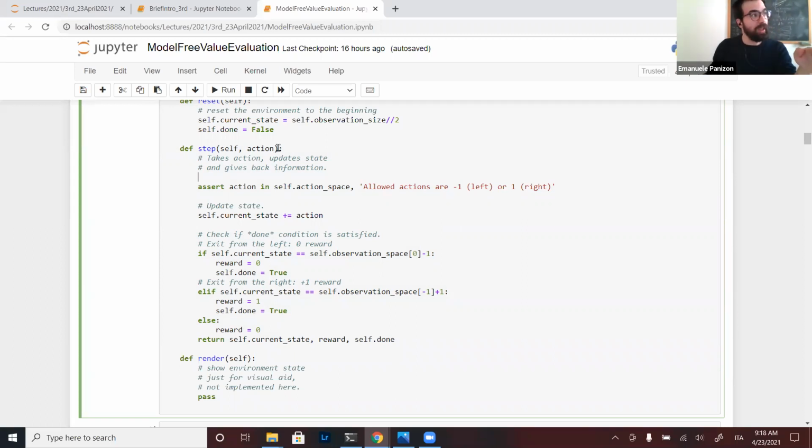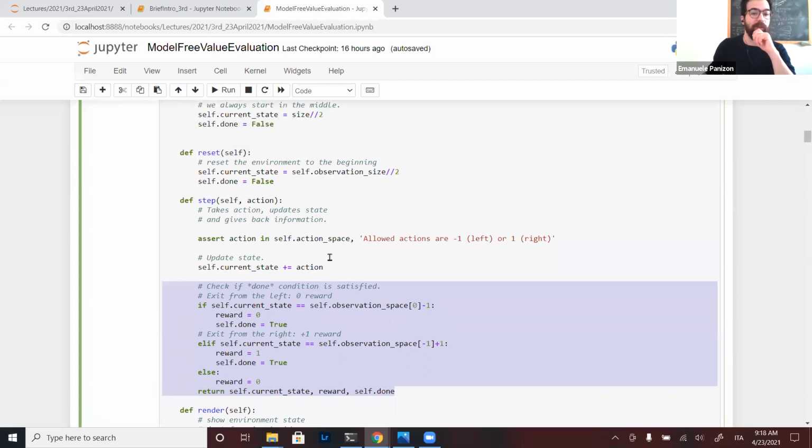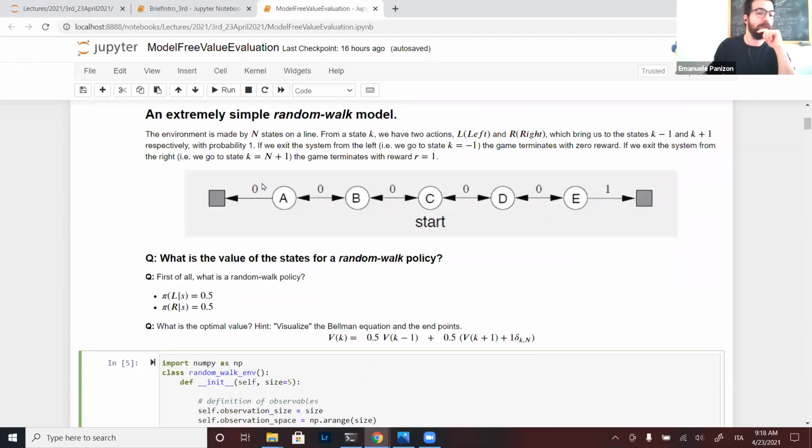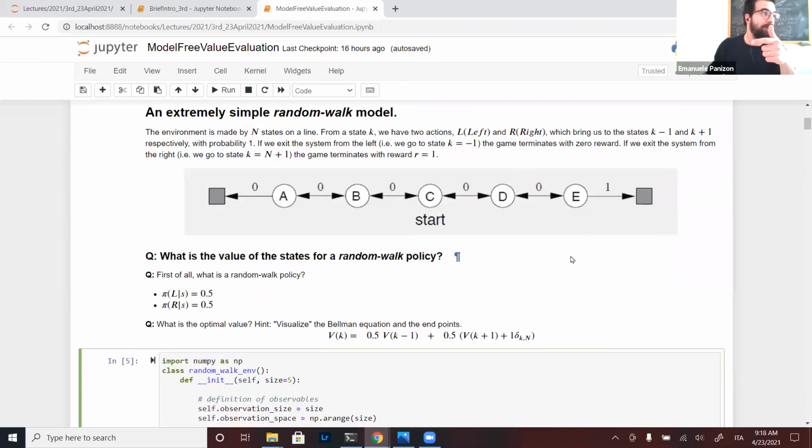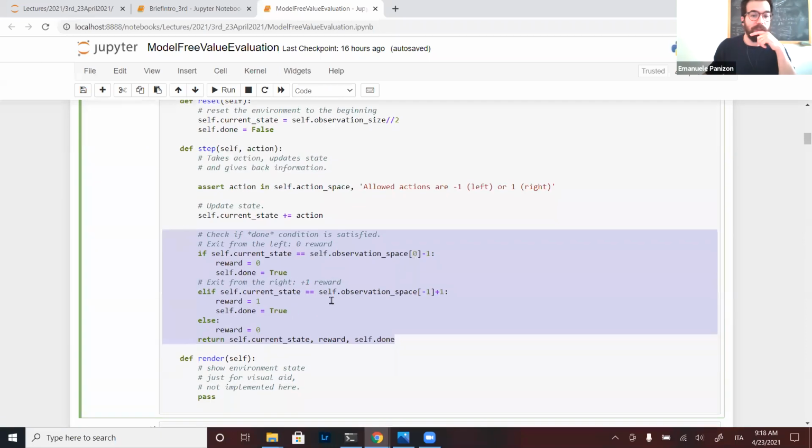We'll create the new state, we'll create the new reward, and we'll give the new state, the reward, and a flag which says whether I've reached termination of the episode or not. In this case, it's very simple. The current state will be incremented by the action, so it will be either -1 or 1. And then I will just check whether the done condition is satisfied. In our case, you remember the condition was if you go to -1 or if you go to n plus 1, okay? And this is what is written here.